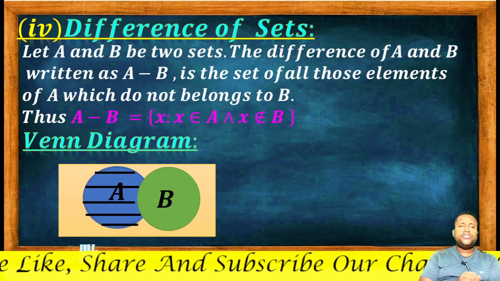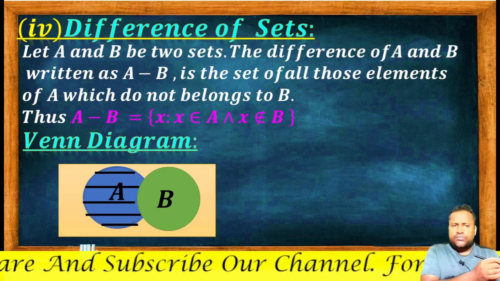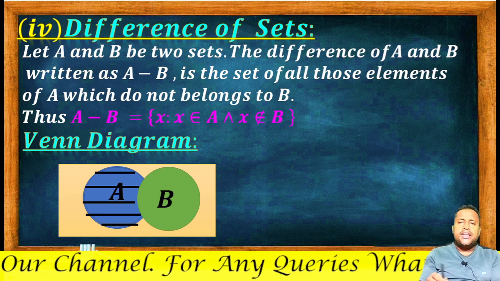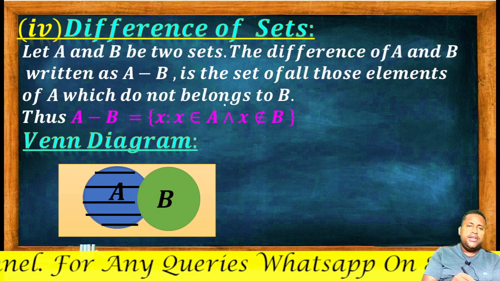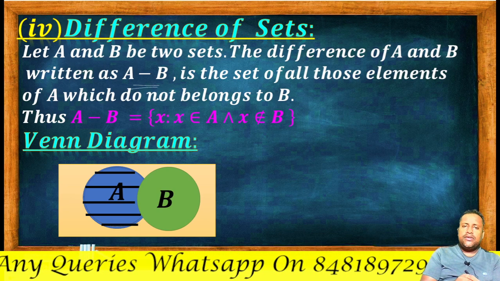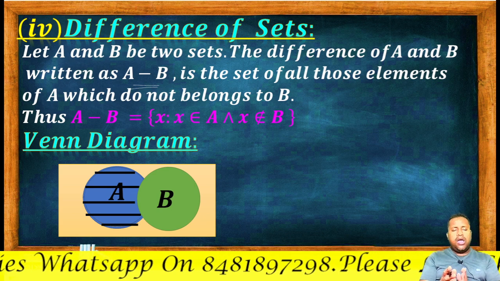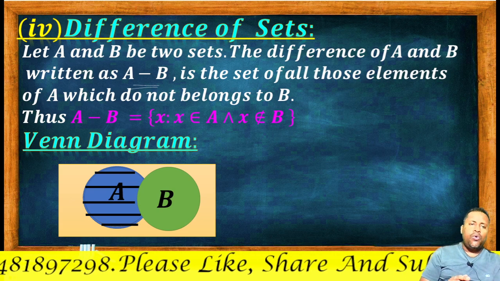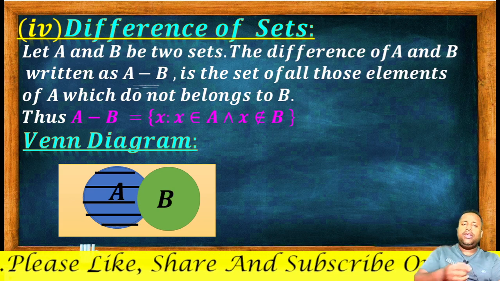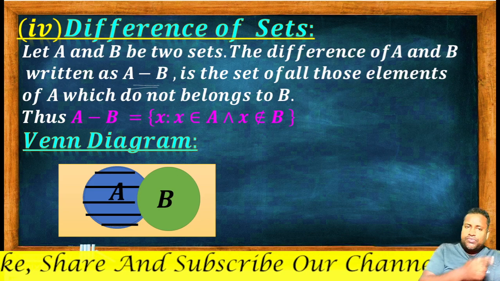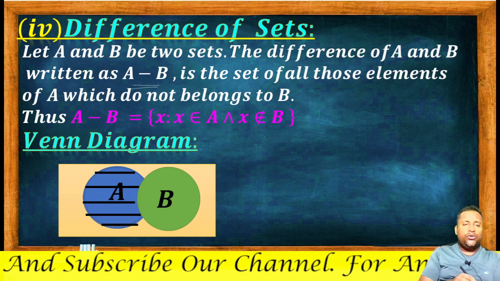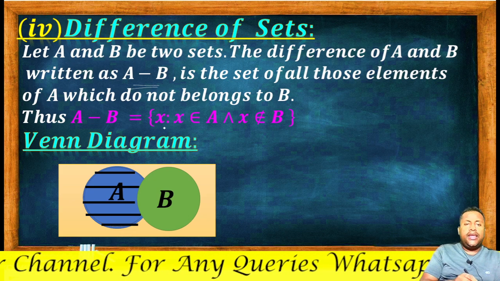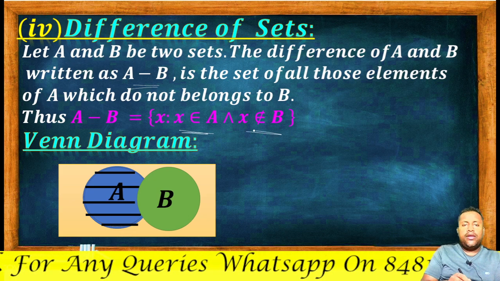Now next operation is difference of two sets. Say for any two sets A and B, the difference of A and B is denoted by A minus B, and A minus B is a set which contains all those elements which are only in A but not in B. And if we want to express this by property method, then it will be: x such that x belongs to A and x does not belong to B.